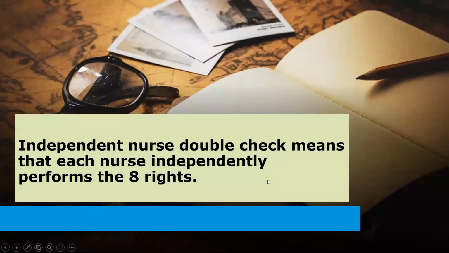An independent nurse double check means that each nurse independently, without each other's influence, goes in and performs those 8 rights. I would go in, perform my 8 rights, and then ask my nurse partner to come in, and they would perform their 8 rights without my influence. That way you have 2 people independently going through the process, and this is how we can avoid medical errors.